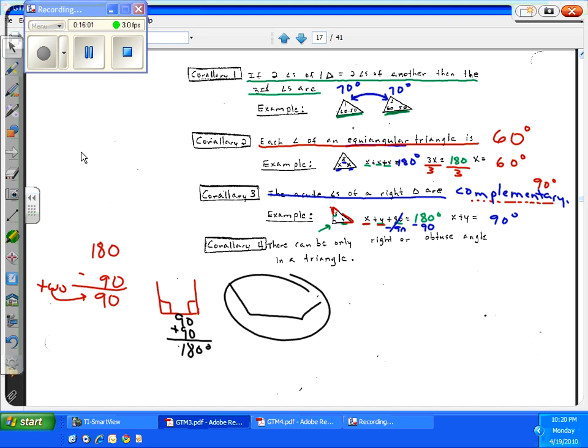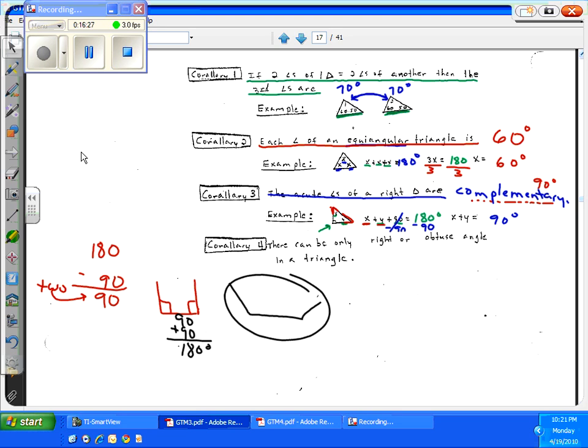So we've classified triangles according to the lengths of their sides and the measures of their angles. We said a triangle is a figure formed by two rays with a common endpoint. The two rays are called the sides. The common endpoint is called the vertex. A scalene triangle is a triangle with no equal sides. An isosceles triangle is a triangle with at least two equal sides.